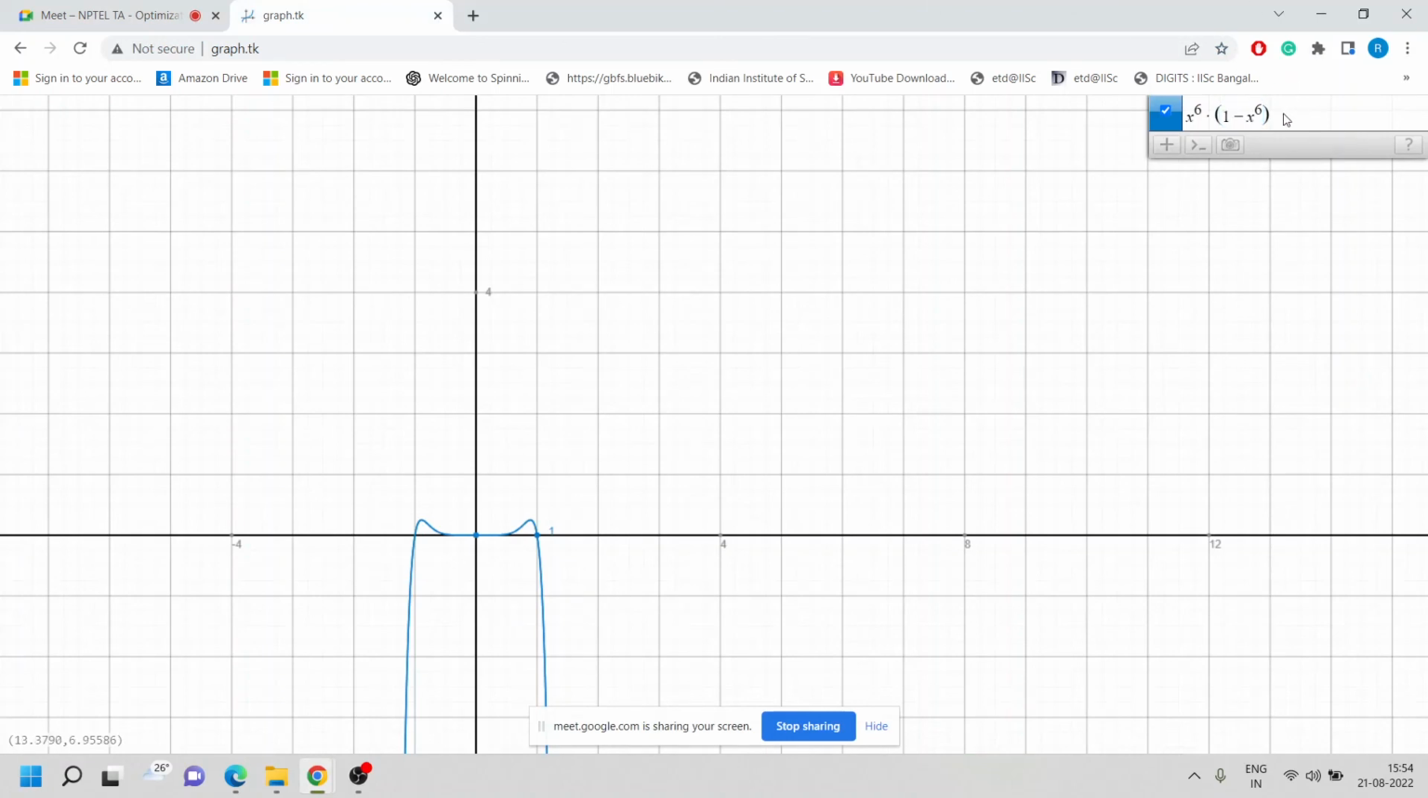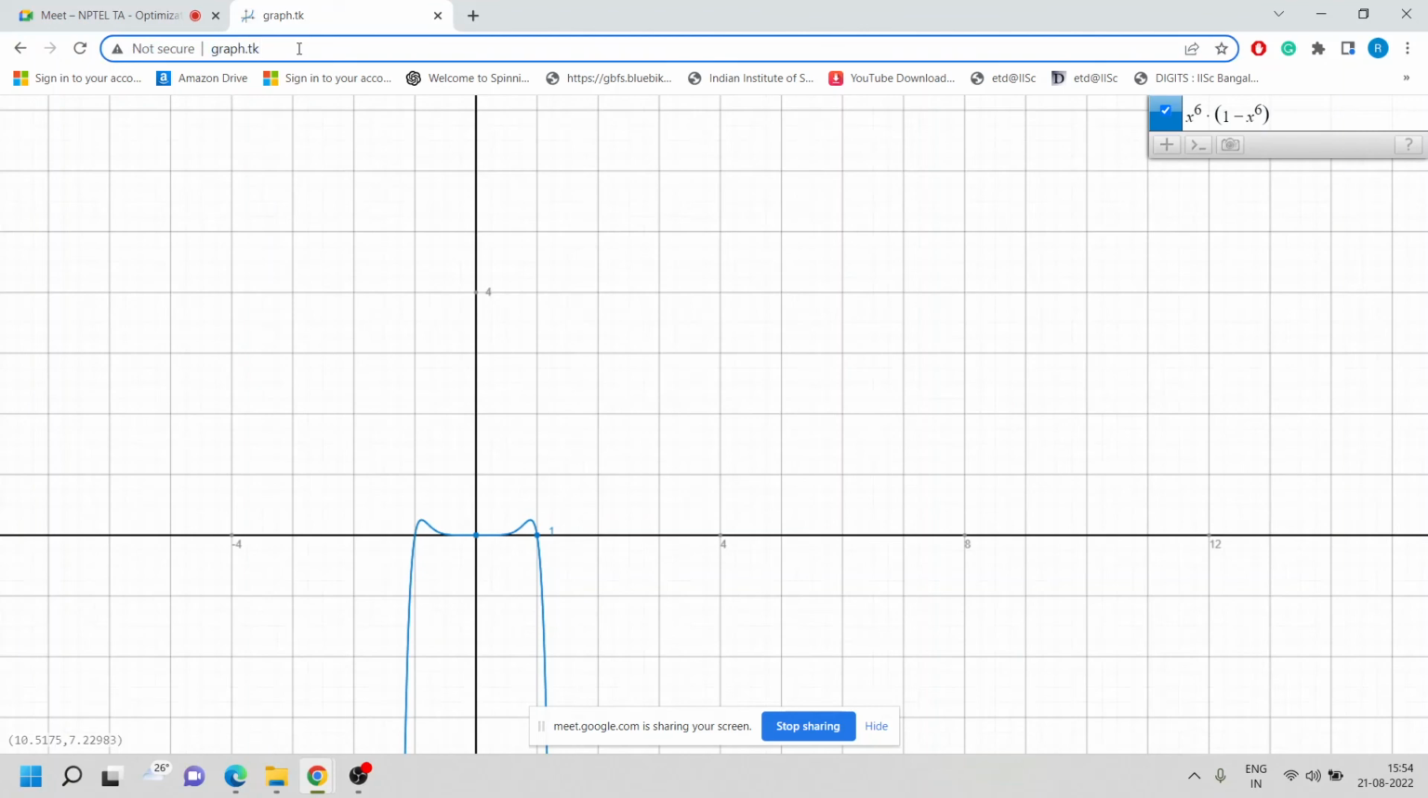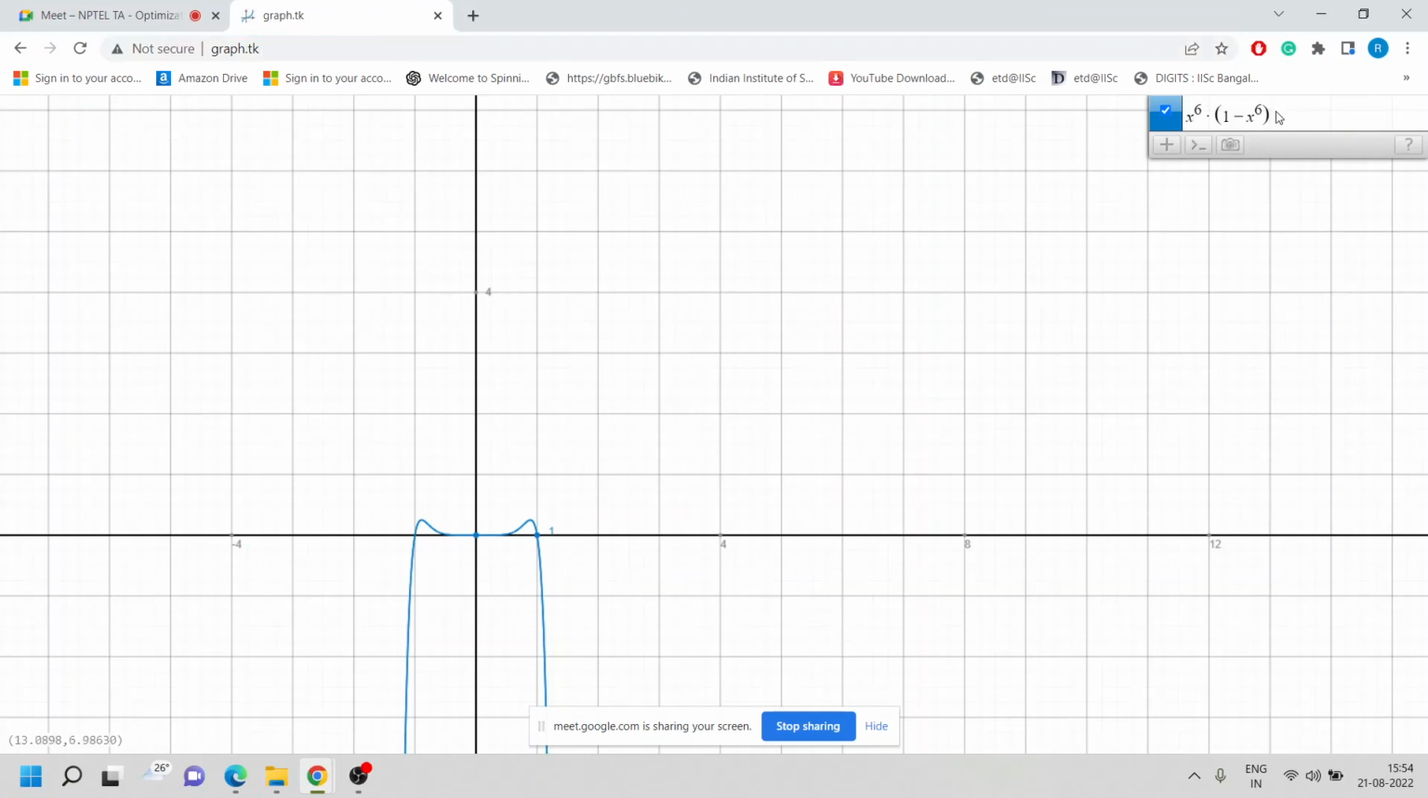You can go to this website called graph.tk where you can put equations. So this is y equals x to the power 6 times 1 minus x to the power 6. As you can guess, if you take 2 points on this curve, they will end up lying outside of the curve. So this is not a convex or a concave function; you cannot say that for certain. If you had taken it as x to the power 6, you can say for certain that for any 2 points, the curve will lie below the line.